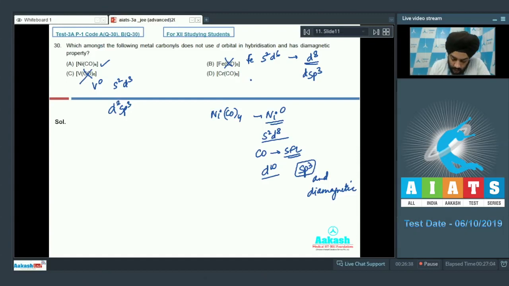And if you look at the last one, chromium is present in a state of 0 again, 4s1 3d5. So again it is going to have d6 configuration and it will be d2sp3 hybridized. The CO ligand will cause pairing. Okay. So for question number 30, the correct answer to be marked is option A.